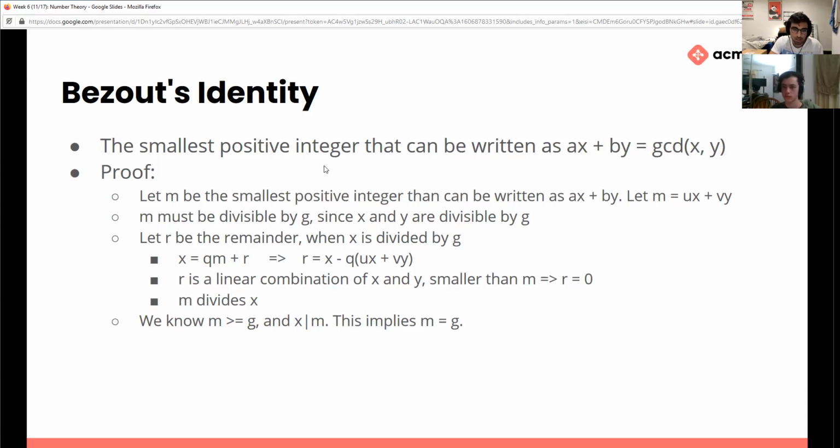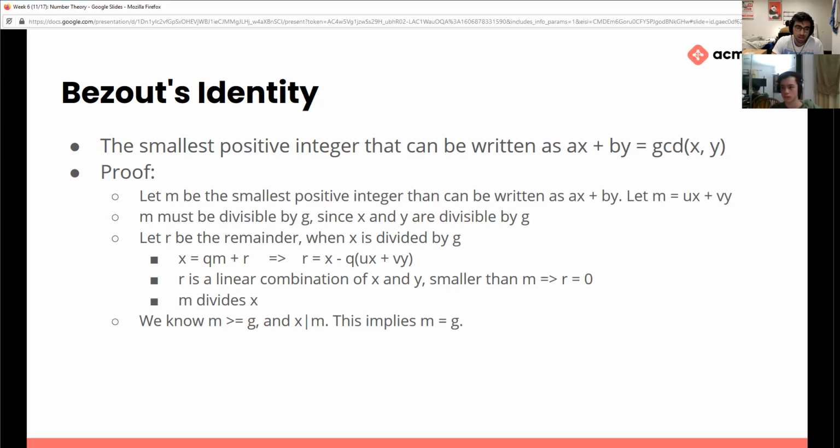Okay, and so the proof goes as follows. We let m be the smallest number, right? So this must exist. We can write m as ux plus vy, and since x and y are both divisible by g, any linear combination of those two numbers must also be divisible by g. So m must be divisible by g, right? And since m is divisible by g, we know that m has to be greater than or equal to g.